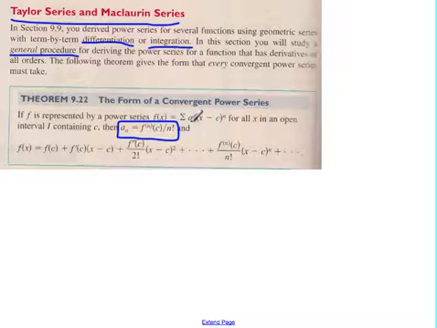So you can see that this a sub n that we had before in power series is now going to take the form of the nth derivative expressed at the center of the interval of convergence divided by n factorial. Okay, we've seen where that n factorial comes in a bunch of times, so I'm not going to talk about it again.